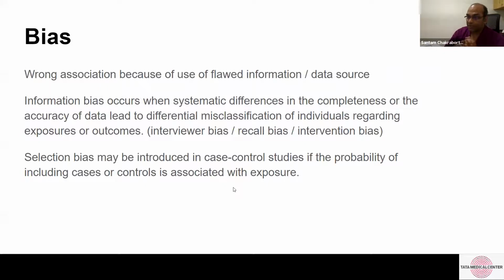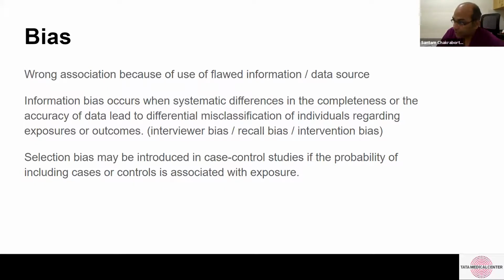And why it is important to understand this is that case control studies, although simple and elegant to perform, are subject to serious bias. And the most important bias that they are subject to is selection bias. So bias, that is selection bias, is occurring because the probability of including the cases or controls is associated with exposure. What does this mean actually?